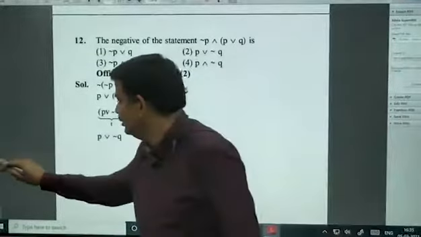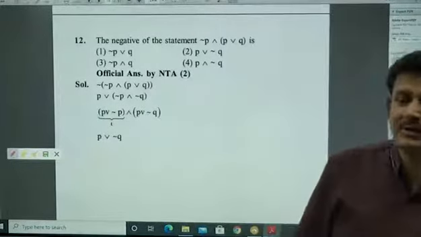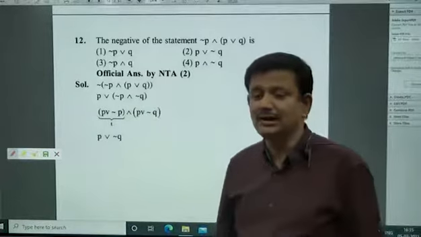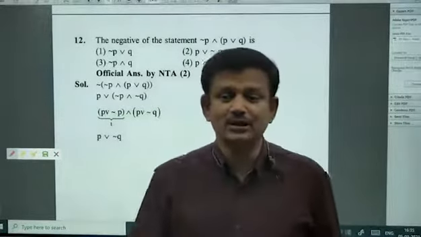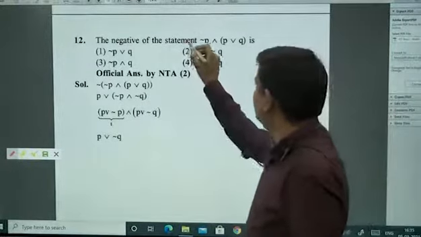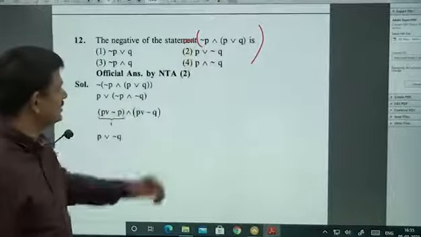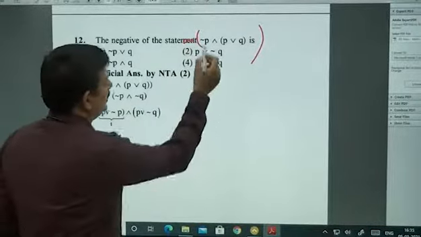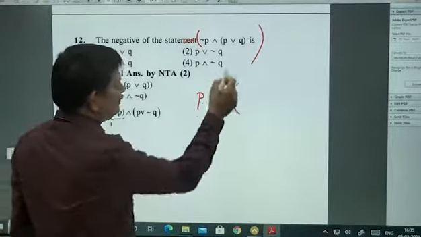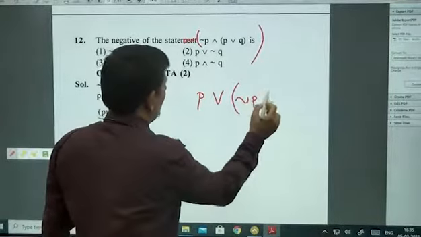What is the negative statement of this? Negation of A union B will be negation A intersection negation B. Negation of A intersection B will be negation A union negation B. Union will change to intersection, intersection will change to union. So on this we have to apply negation. So what will this change to? Negation of negation P is P, and will become R. Negation of P R Q will be negation P and negation Q.